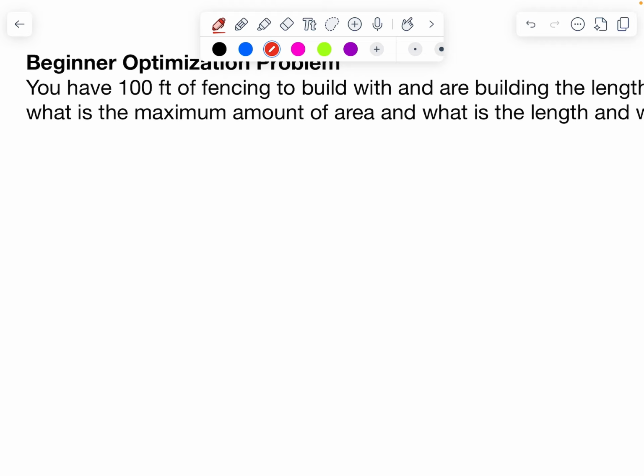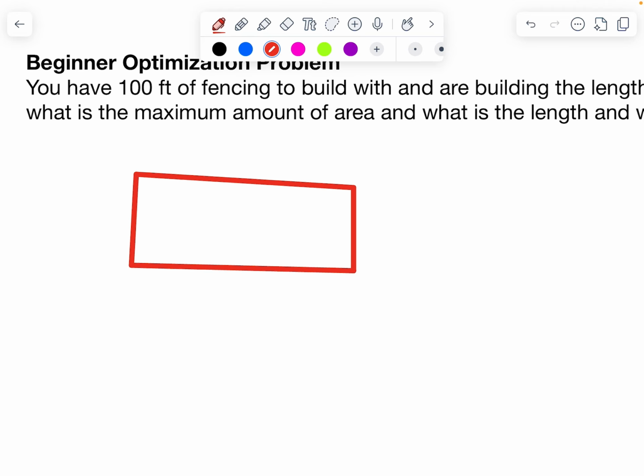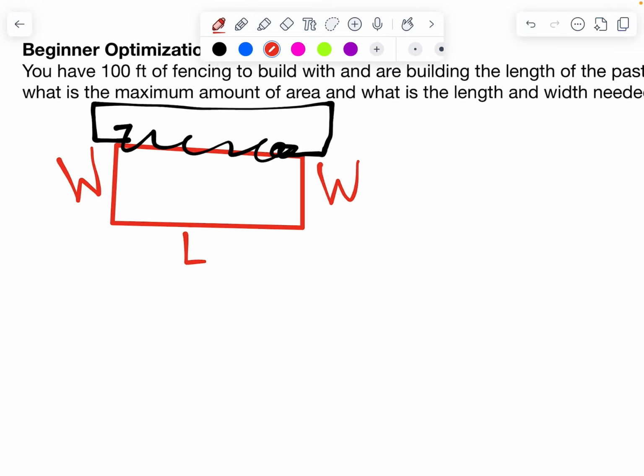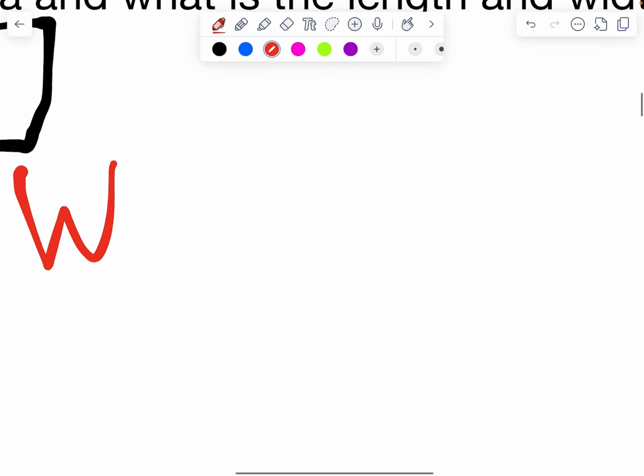optimization problem. So what they're saying is you have a length, you have a width, but then one of the long sides, one of the length sides, you will not be using. So let's just say this side we ignore because it's up against a barn. Just imagine that's a barn. And so we're gonna have width here, and then this is length. So from this we need to construct a constraint.